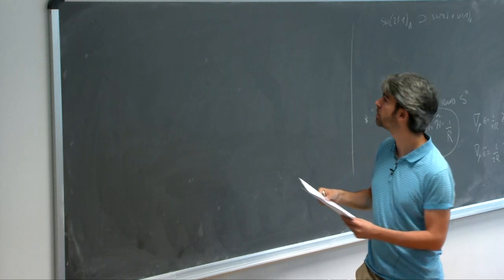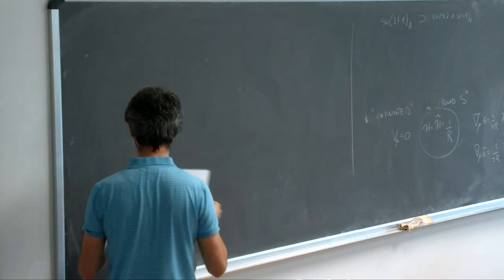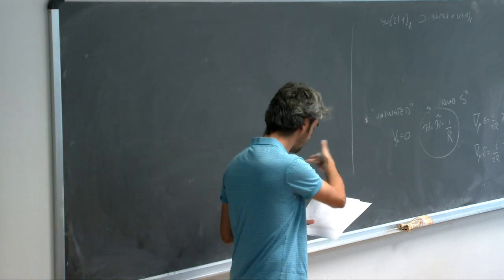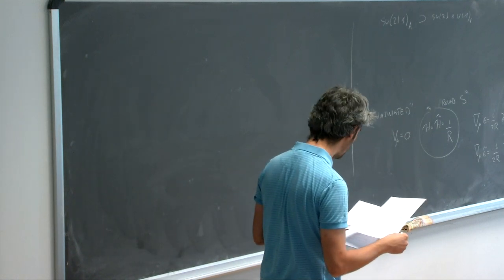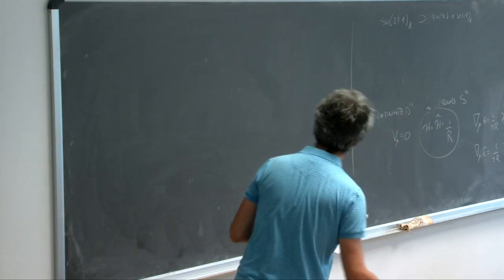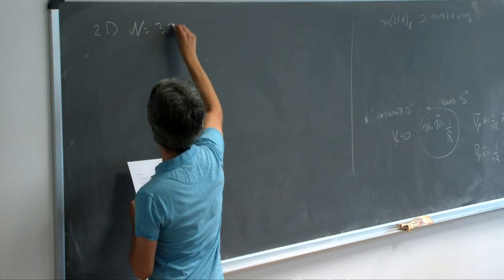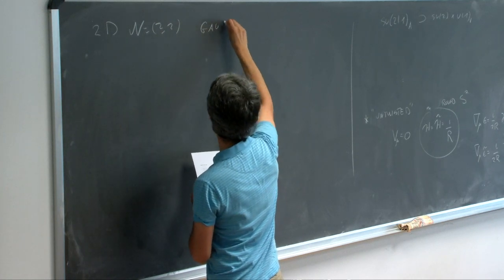So now I would like to, let's see. Okay, we'll be a bit quick, but now I would like to see how to perform the actual localization. And so I would like to focus on a class of theories. Again, we are in 2D, N=(2,2). So let's focus on gauge theories.